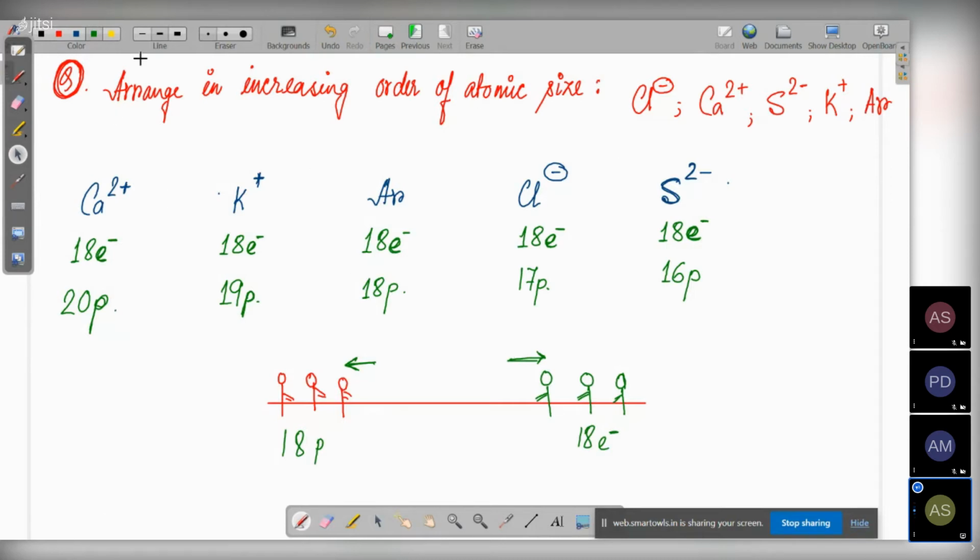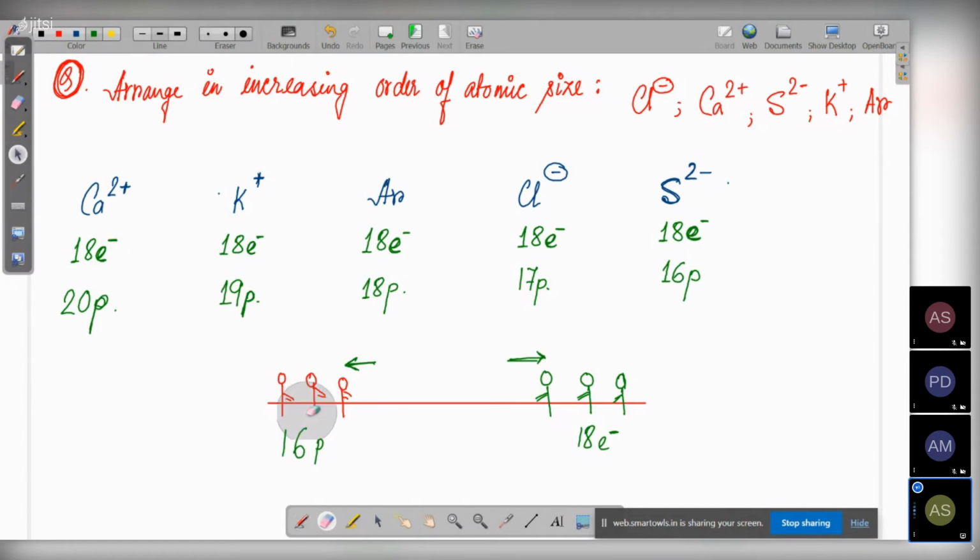Now see for Cl minus. In Cl minus, there are 17 protons and 18 electrons. So now the electron side has become stronger. So they will pull the rope towards themselves. So that is why the size will increase. For sulfide, the electrons are becoming even stronger because there are 16 protons against 18 electrons. So over here, that is why the size will get even larger.